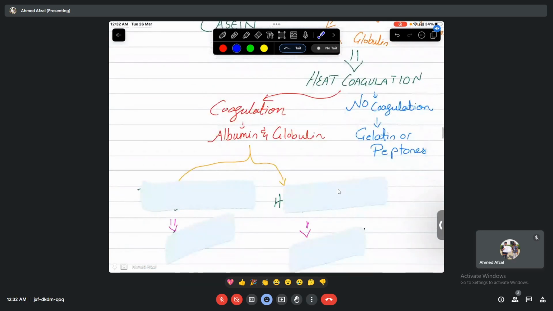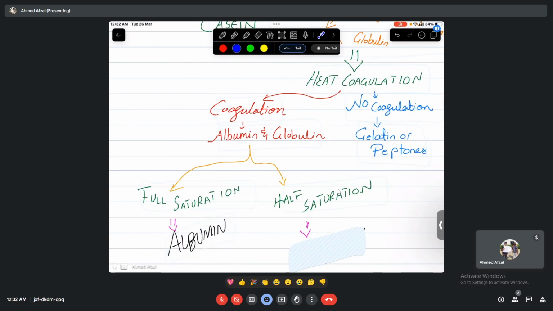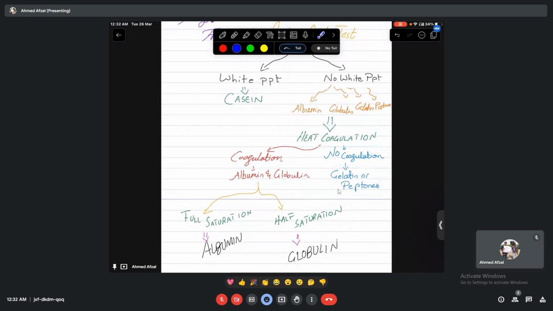So there's that. Now, finally, for albumin and globulin, to find out which one it is, you would perform a saturation test. So there's a half saturation test and there's a full saturation test. The full saturation test tells you about the albumin, okay? While the half saturation test, if it's positive, would tell you about the globulin protein. All right. So this is it. This is the qualitative analysis.